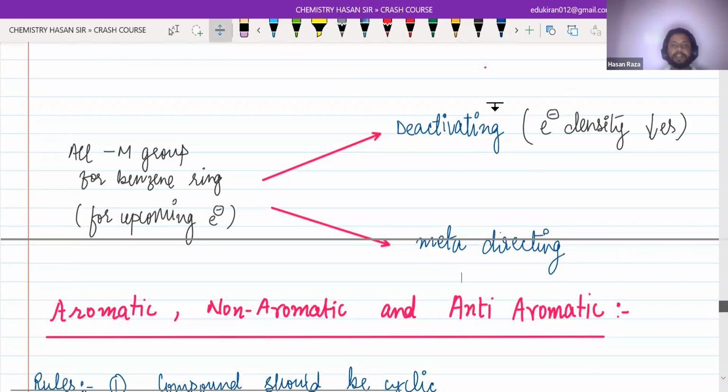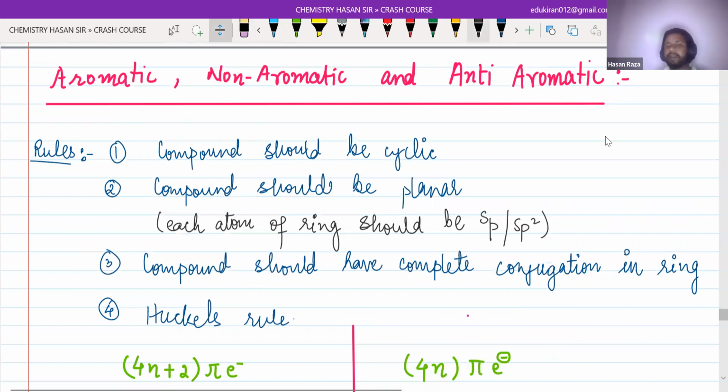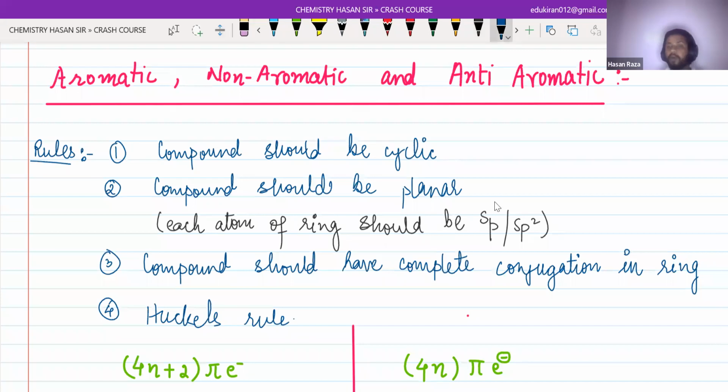Okay. Now see what is aromatic, non-aromatic, and anti-aromatic. There are 4 rules which we need to follow, and if any one of them fails, then it is non-aromatic. It is very important. There are 4 rules. If any one of them fails, then it is non-aromatic.